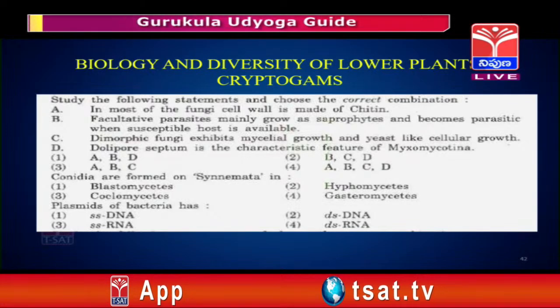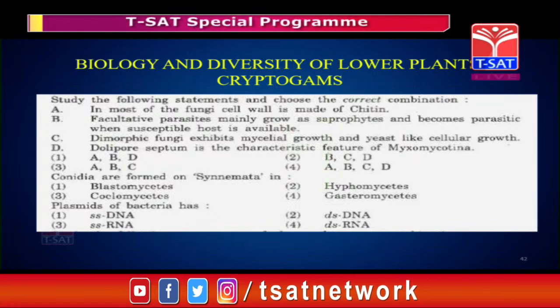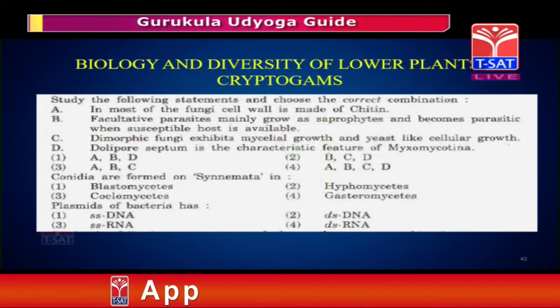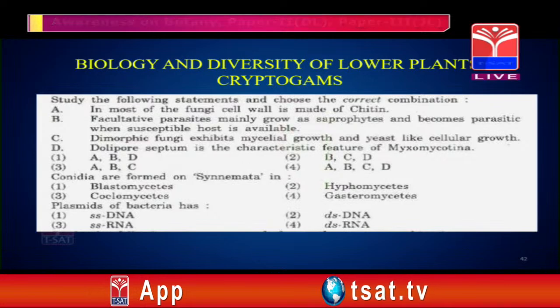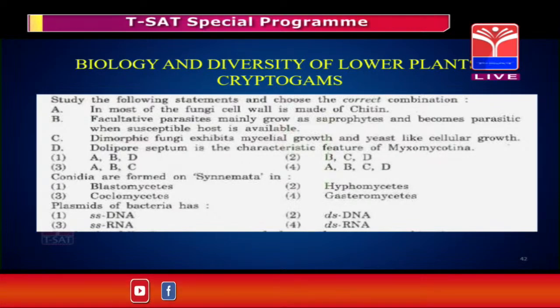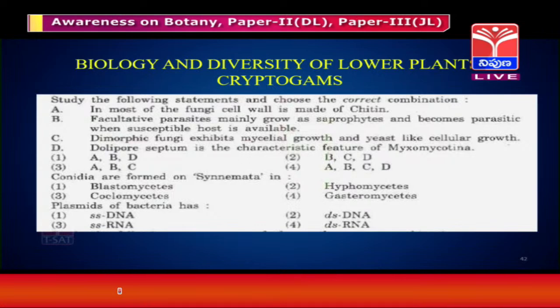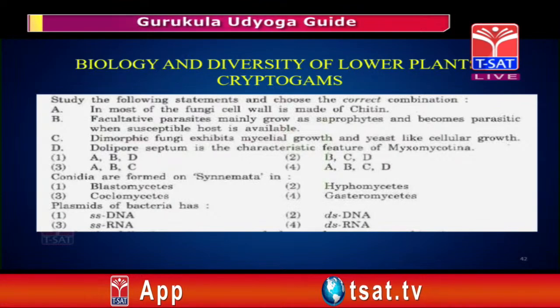For example, the D sentence, that is Dolipore septum is a characteristic feature of Myxomycota. That's wrong, so D should not be there. If you see that, you can eliminate the third choice. D is not correct. Then if you read the other statements, you can understand that A, B and C are all correct choices. So A, B, C is taken up and the third choice is the correct choice.